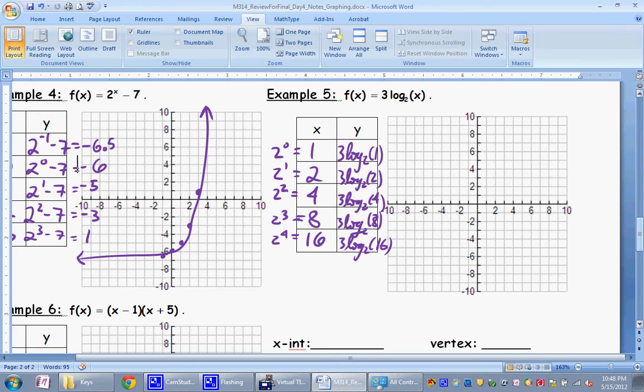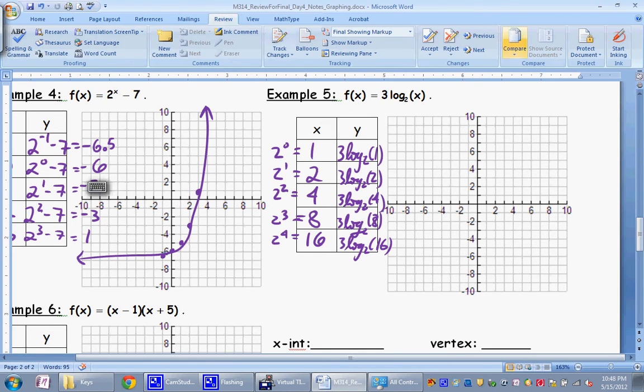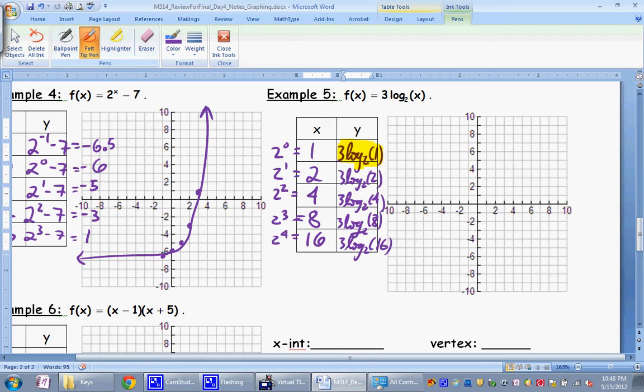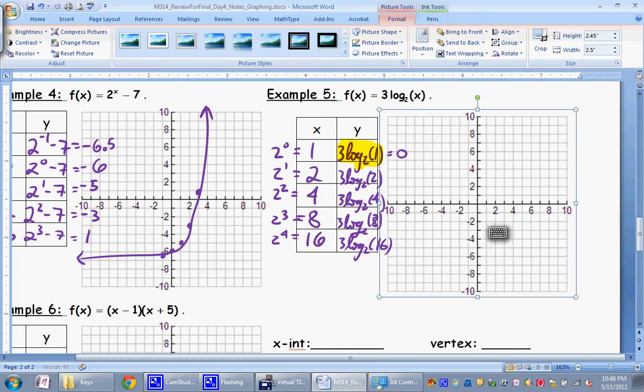Okay, just remember what your logarithm actually means, and if you remember what a logarithm means, then you are in good shape for graphing it. So you can see right here, I have 3 log base 2 of 1. Well, think about what that log base 2 of 1 is. A logarithm is a question, and the question you're being asked is 2 to what power equals 1? And that answer is 0. So 0 times 3 is 0. Next, 3 times log base 2 of 2.